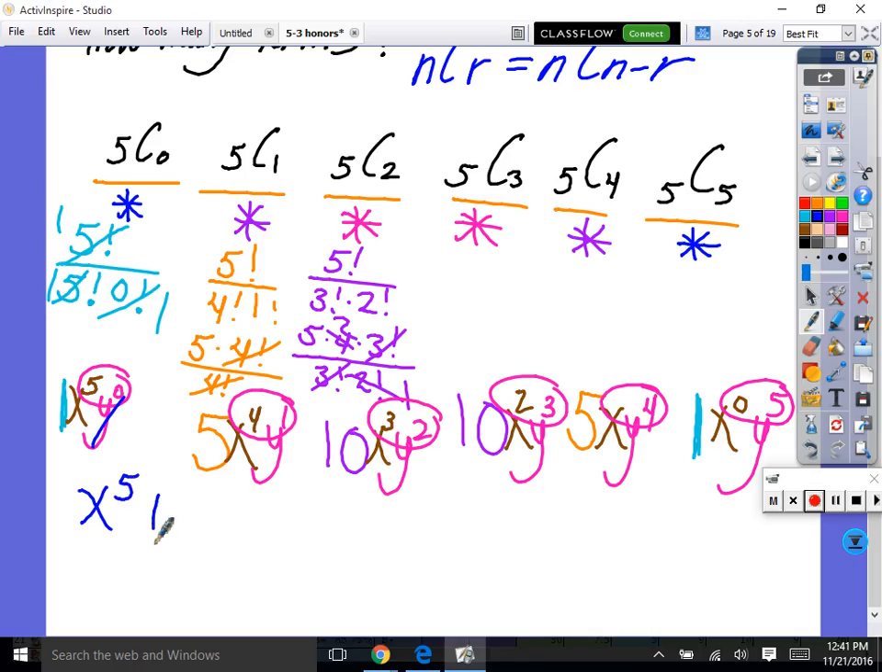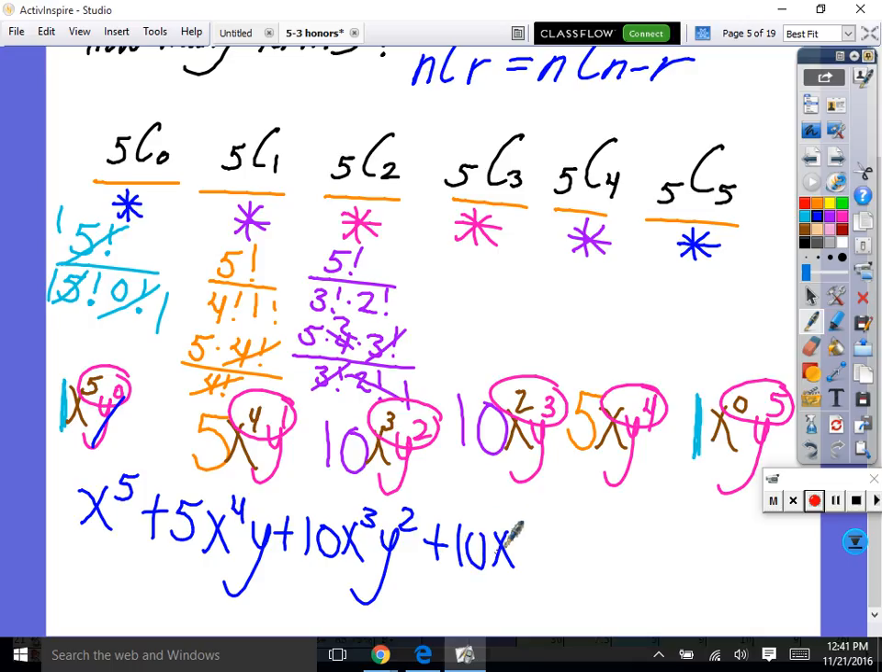So we'll have plus 5x to the 4th y plus 10x cubed y squared plus 10x squared y cubed plus 5x y to the 4th, and then plus y to the 5th, right? Any base to the 0 power is 1. You see how that was actually much quicker than multiplying out 5 of those. It really is. And it gets faster.